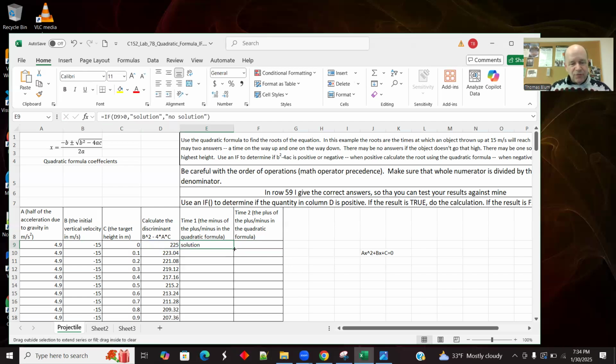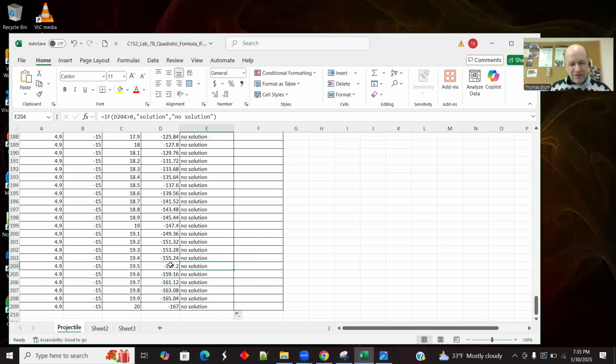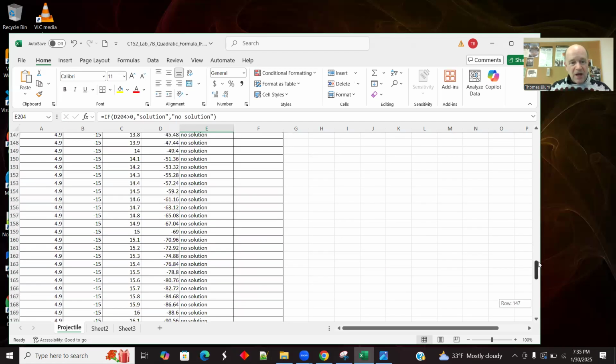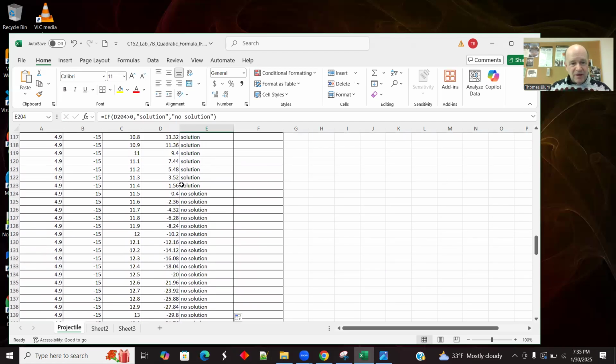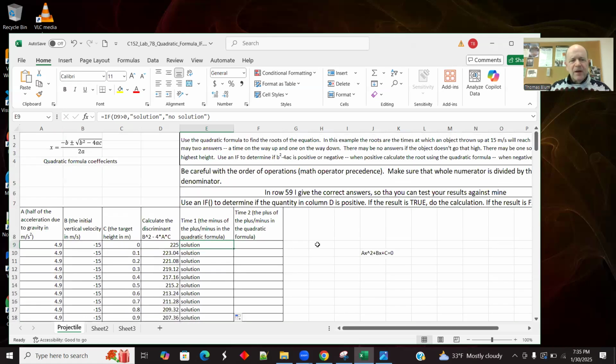And there we go. So for the first one, there's a solution, and I copy it down. And we see for the negatives, there's no solution. And then at some point, when it was switched from positives to negatives, we went from solution to no solution. Okay. Now let's come in, and our if is good. We asked our true false question, our logical test. We said something we want to do if it's true, something we want to do if it's false.